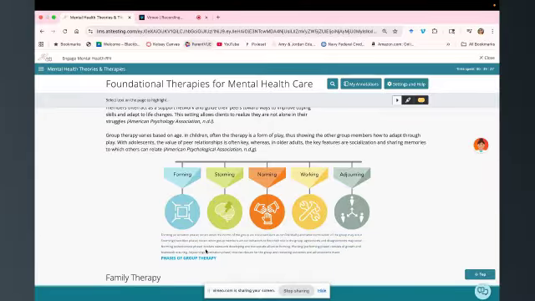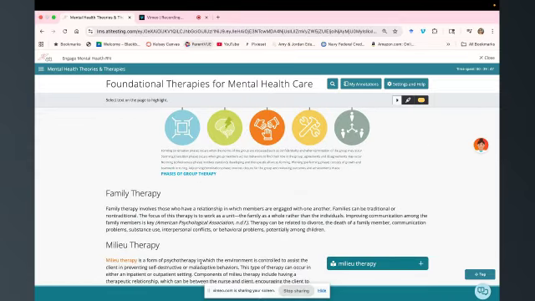And then these are phases of group therapy. I don't think that you have to necessarily know this for my exam. I don't believe you have to know it for your proctor. So just review it. Family therapy, review this as well.